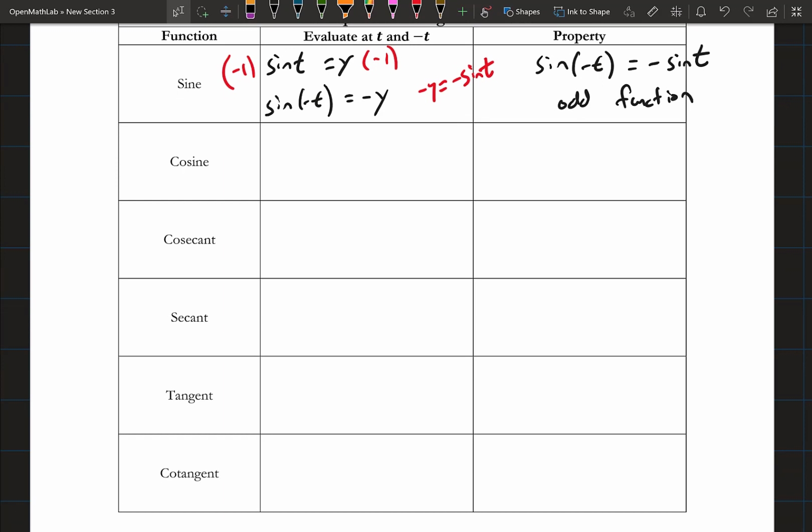And then if we look at cosine of t, it is equal to x. It turns out that cosine of negative t is also equal to x. So what that means is that cosine of negative t is equal to cosine of t. From our definition of even and odd functions, that means this would be an even function.